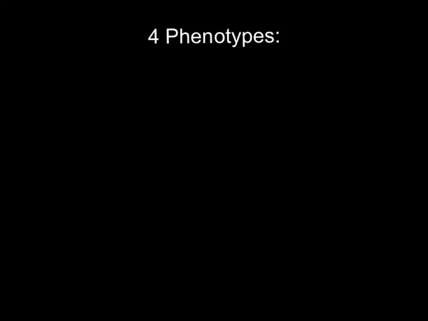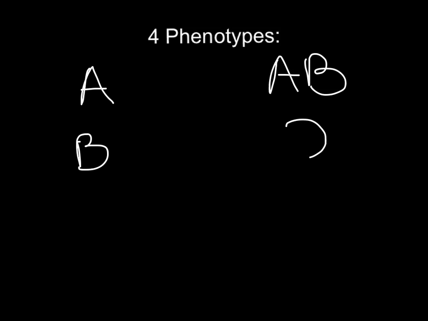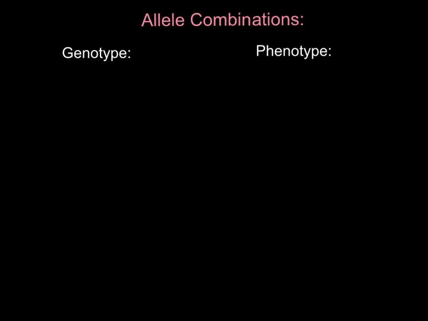Different combinations of those alleles make 4 phenotypes for blood types. So they are the common ones that you know. They are type A, type B, type AB, and type O. A is usually the most common, and O is usually the least common. So these are the different allele combinations that code for the phenotypes.